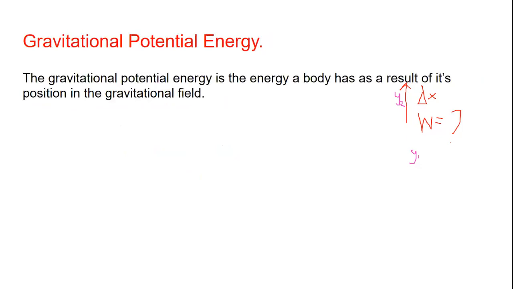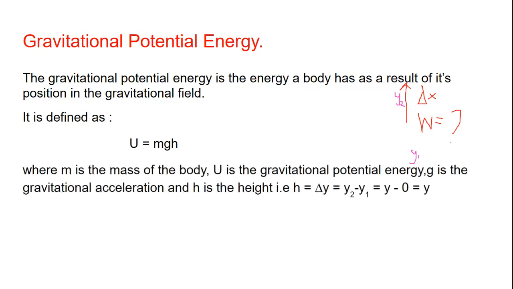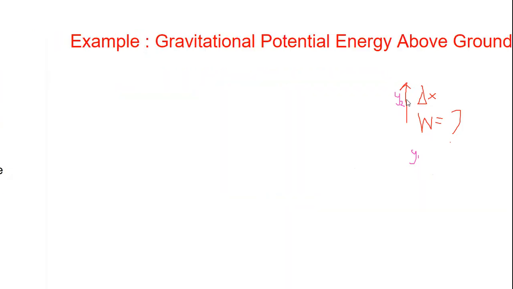So gravitational potential energy is the energy that a body has due to its position in the gravitational field. And it's defined as U is equal to mgh, where m is the mass of the body, U is the gravitational potential energy, g is the gravitational acceleration, and h is the height.